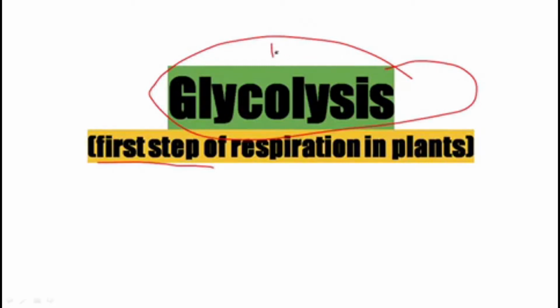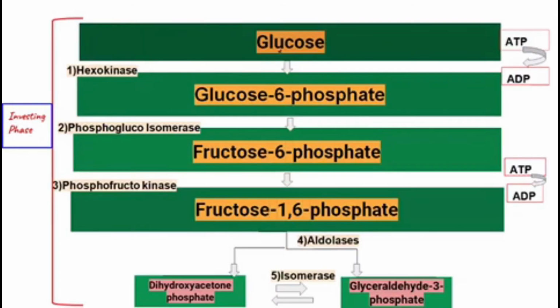Glycolysis has a total of 10 steps, out of which the first 5 are known as the investment phase, in which we are investing energy in the form of ATP, and the rest 5 are known as the payoff phase, in which we are getting the outcome of what we invested. Glycolysis can occur in aerobic as well as anaerobic conditions. So, without wasting any more time, let's move to the process of glycolysis.